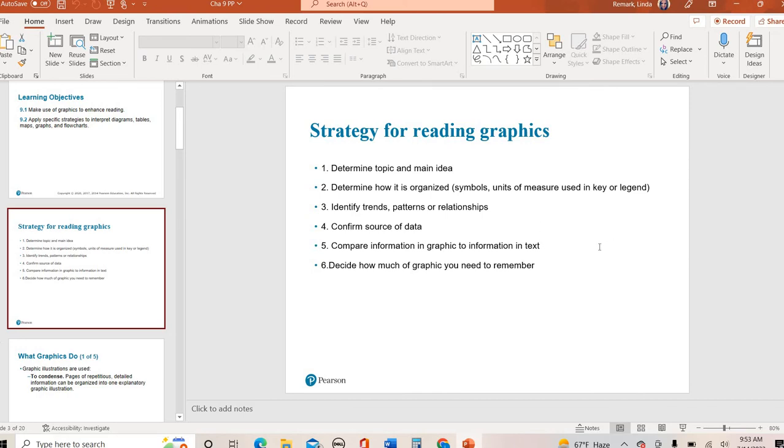Compare the information in the graphic to the text. Is it just supporting the information? Is it going into more detail? Is it condensing it? What is it doing with information in the text part of the book or the article? And then how much do you need to remember? Do you have a test and it's going to get nitty gritty and you really need to look at the information? Or is this just to provide you a visual of the information? So how much of that you need to remember?